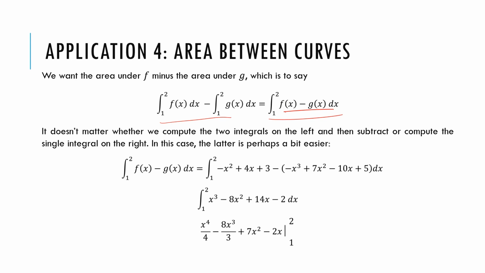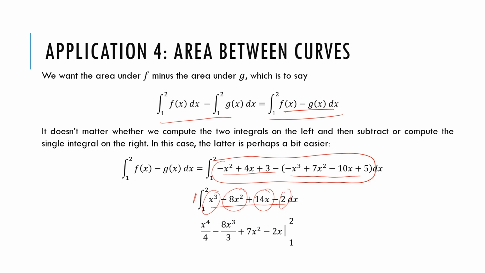Then we need to substitute this part. So f of x natin is x squared plus 4x plus 3, and then g of x natin is negative x cubed plus 7x squared minus 10x plus 5. Then simplify this thing, we will get this thing. So x cubed minus 8x squared plus 14x minus 2. Then integrate this function, power rule, constant multiple rule, and this is the basic integration rule, guys.